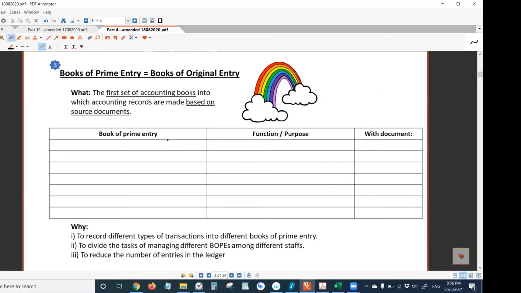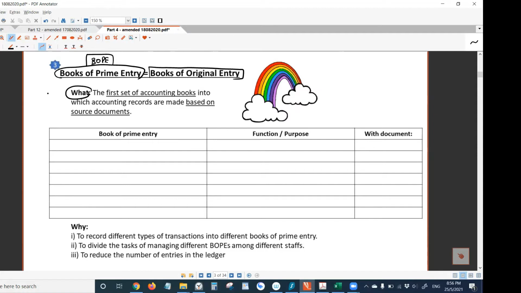Okay, here's a big table. You have to fill out some blanks here. As you write, you would remember better. So you see, books of prime entry, synonym is books of original entry. They mean the same thing. In short, I call this book of prime entry, for the sake of saving time pronouncing it. In short, I call it BOPE.